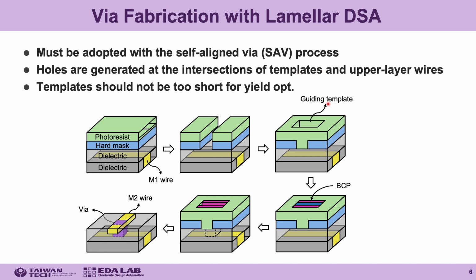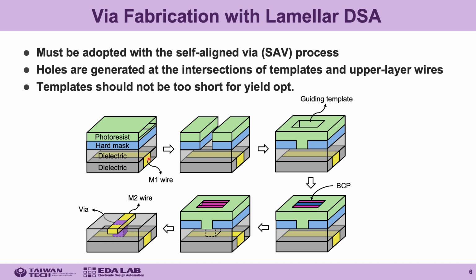Different from cylindrical DSA, the process of using lamellar DSA to fabricate contact and via layers is more complex. Specifically, the self-aligned via process must be applied in combination with lamellar DSA. Here is an example to generate a via connecting an M1 wire and an M2 wire.